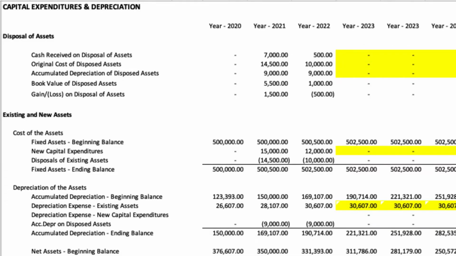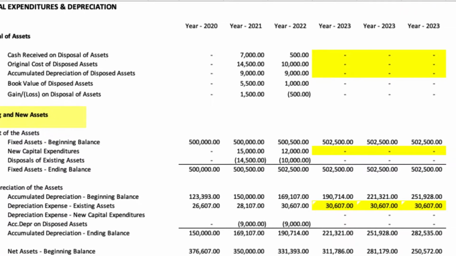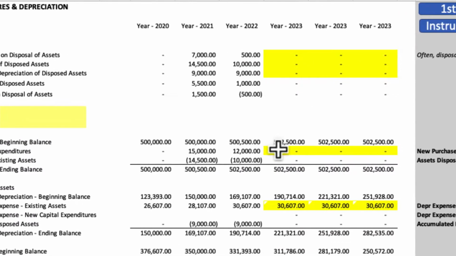But if you were to plan something, you'd want to estimate, well, how much do you think you're going to sell it for? And what was the original cost and how much depreciation has been accumulated up to that point for those assets. If you're going to buy new assets, that goes down here. I even have a little note here for myself, new purchases. So maybe next year we don't buy anything, but the year after that, we're going to buy $15,000 worth of product. Maybe it's a new computer, maybe it's office equipment.